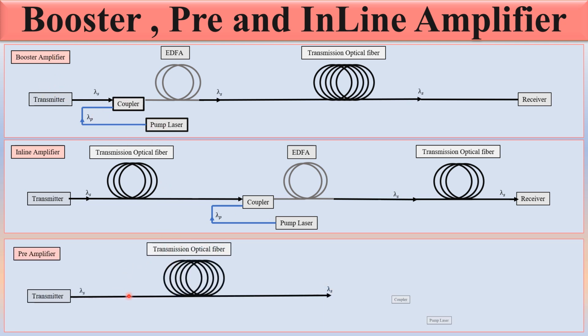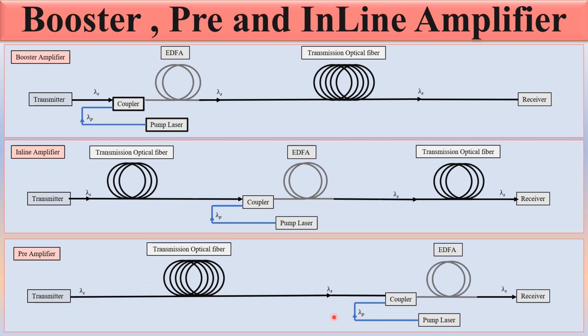Preamplifier: you can see this is the transmitted signal. This is the optical fiber. This is lambda S. You can see the pump laser is used at the receiver side. This is the amplifier which is used at the receiver side. So the amplifier system is used at the receiver side, and it is called the preamplifier. So this is about booster, pre and inline amplifier. So let's see about the amplifier's key optical characteristics.